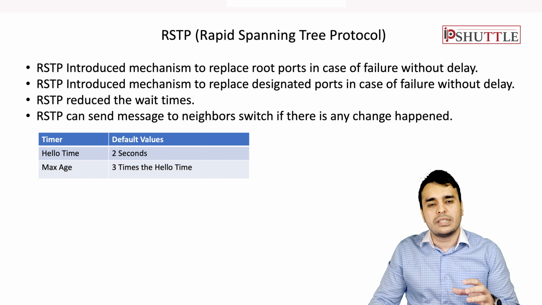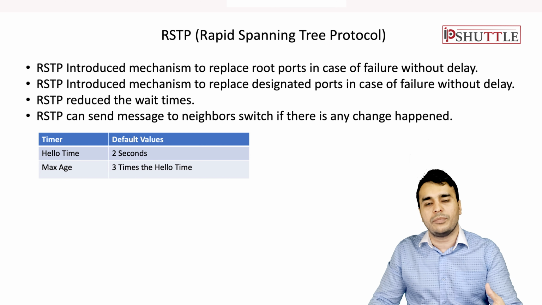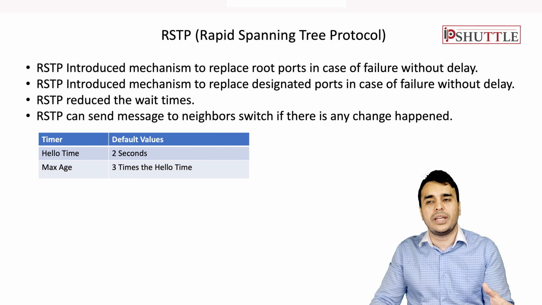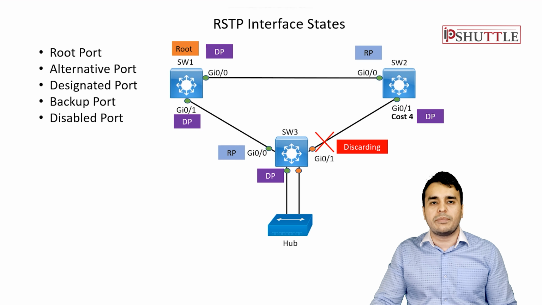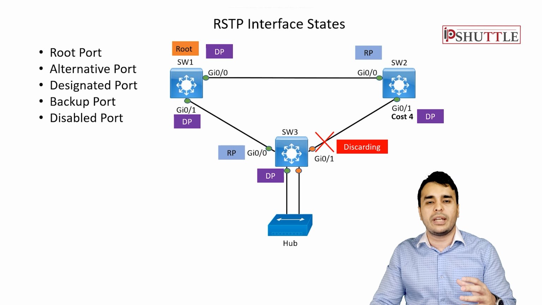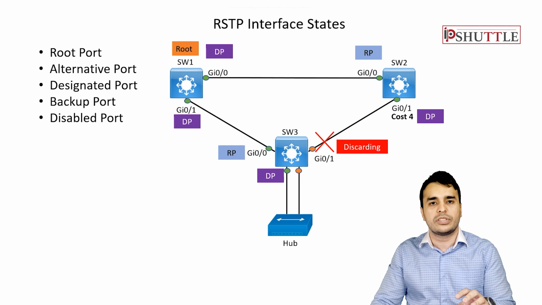The other difference is that it can inquire from its neighbors whether there is any topology change, rather than assuming by itself that there is a change. What is the difference between RSTP interface states? If you remember, in STP we had root ports, designated ports, and root bridges. That concept is still valid. There are no issues. In Rapid Spanning Tree Protocol, since the mechanisms are modified, it's a little more advanced than STP.